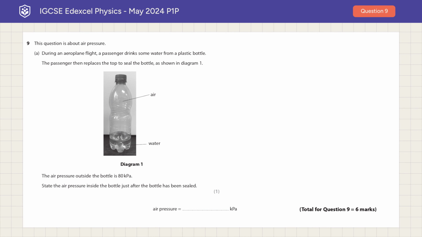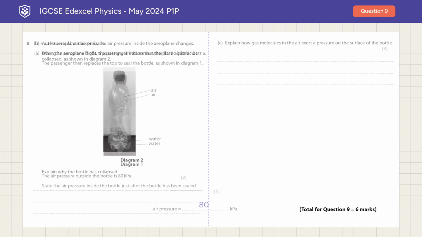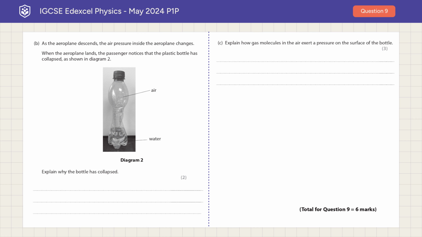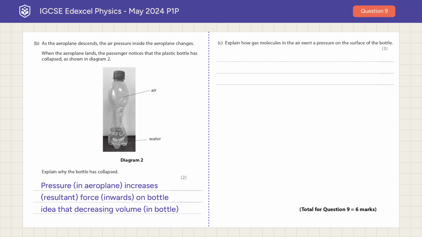Question 9 explores air pressure. Part A states that just after sealing the bottle on the plane, the air pressure inside is the same as the cabin pressure, 80 kilopascals. Part B explains why the bottle collapses as the plane lands. As the plane descends, the external air pressure increases, but the pressure inside the bottle remains at 80 kilopascals. This pressure difference creates a resultant force acting inwards, which crushes the bottle.